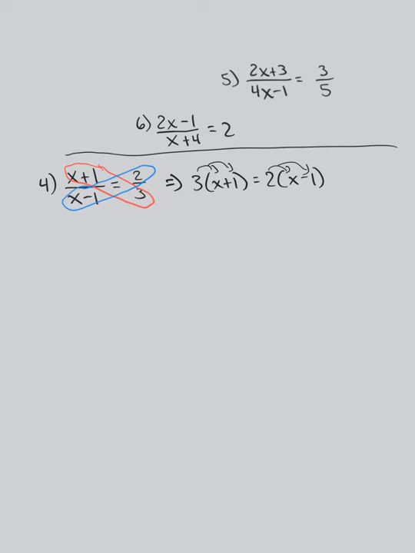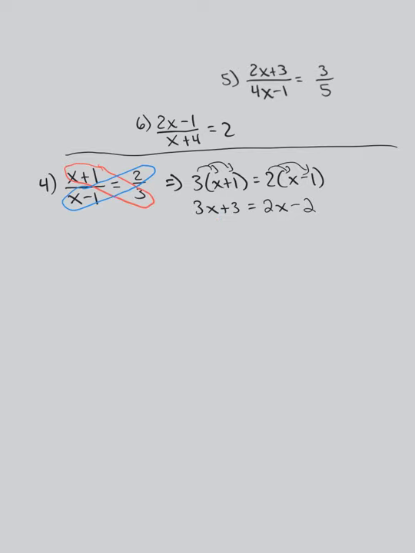Okay, so on my left side I would distribute that 3. So I have 3x plus 3 is equal to, and then on my right side I have 2x minus 2. So again, as always, make sure whenever you're distributing, remember to distribute over the entire parentheses. The most common error people make is they will get the 3x, but then they'll forget here and write plus 1.